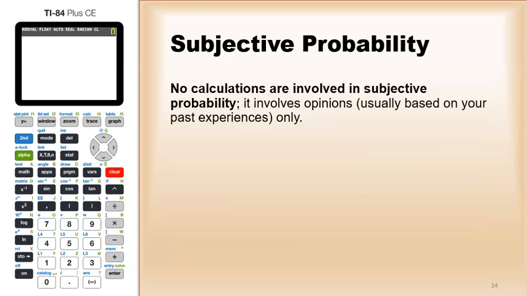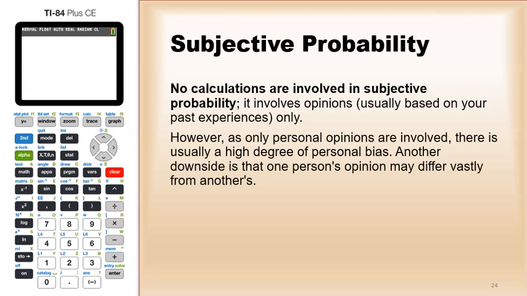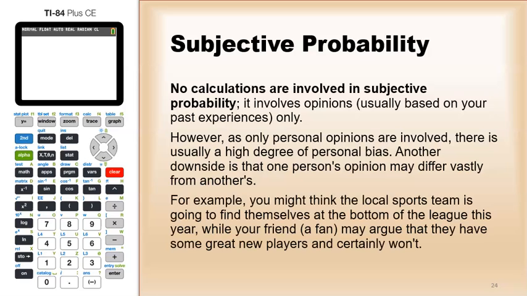So there really are no calculations involved in doing a subjective probability. It really only involves opinions, and usually based on your past experiences. However, as only personal opinions are involved, there is a high degree of personal bias. Another downside is that one person's opinion may differ vastly from another. For example, you might think that the local sports team is going to find themselves at the bottom of the league this year, while your friend may argue that they have some great new players and certainly won't.